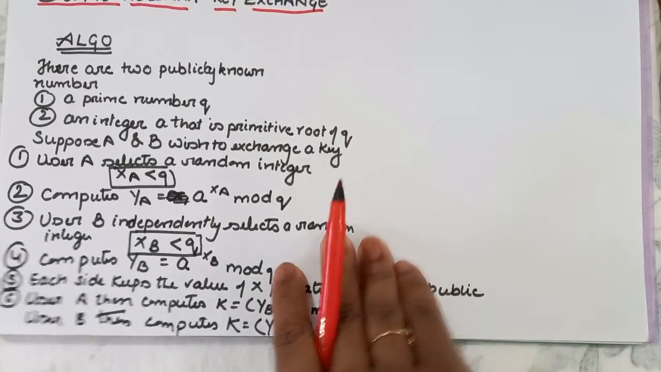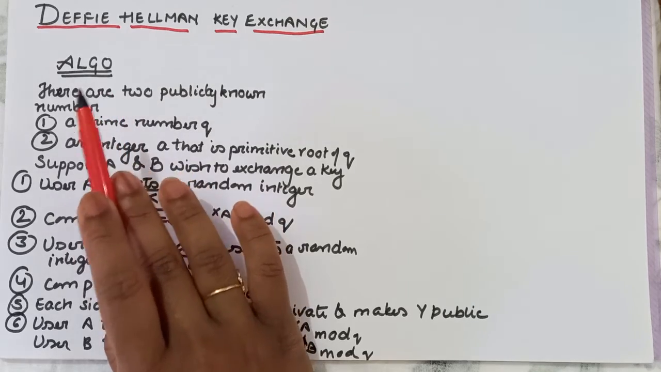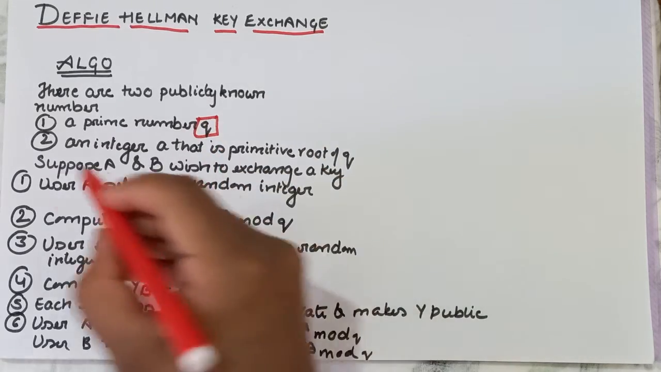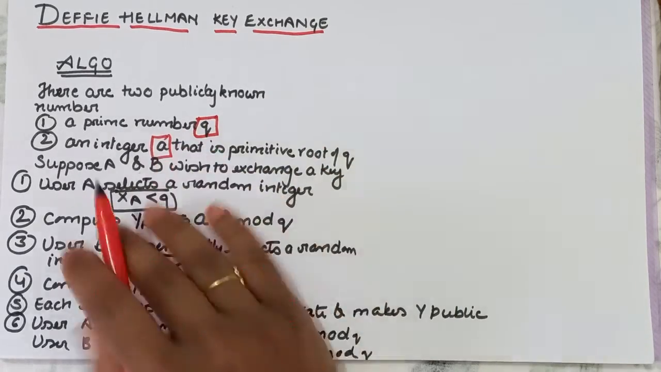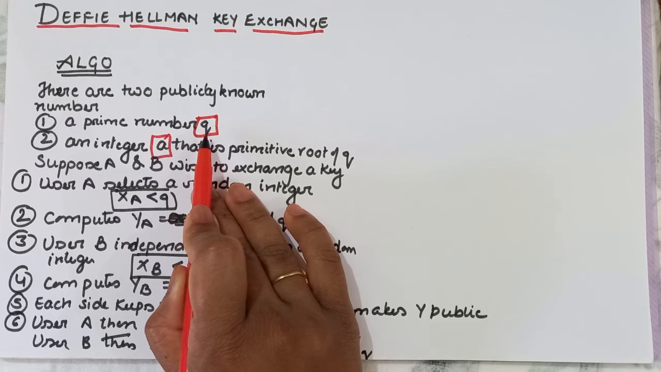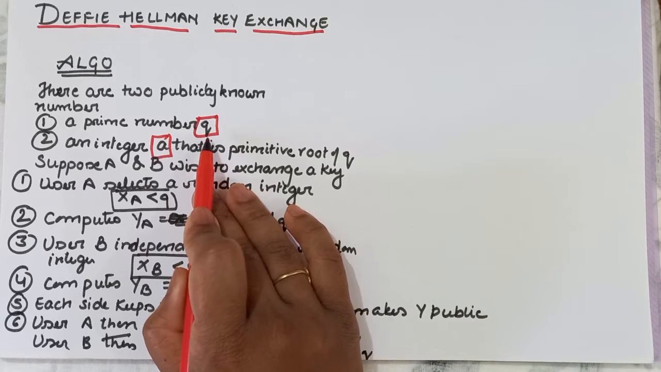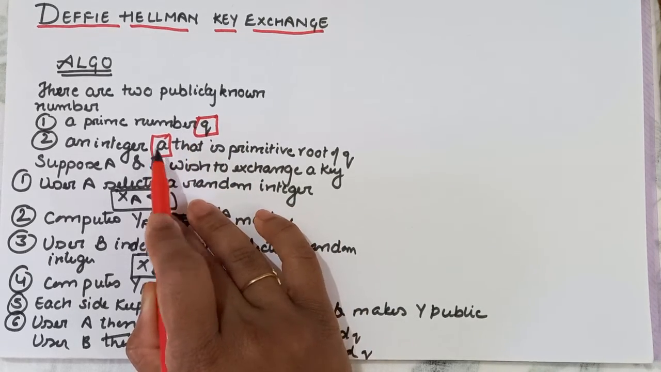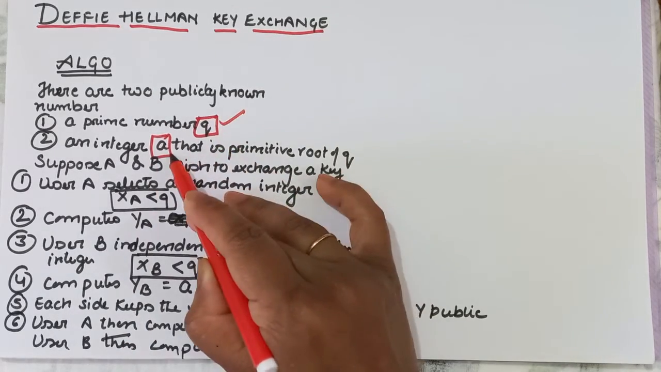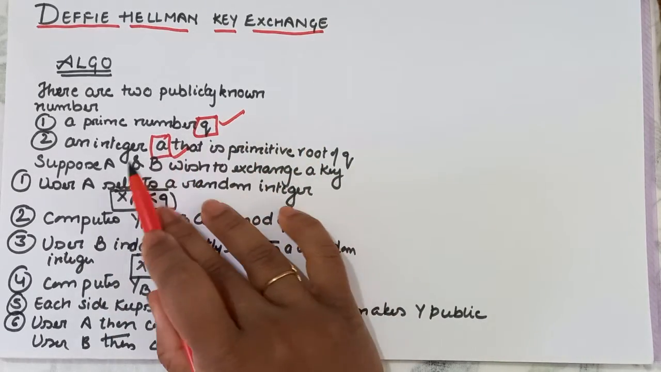Moving ahead, for Diffie-Hellman key exchange, let's start seeing what the algo is. The algo says that there are two publicly known numbers, Q and A. Here Q is a prime number and A is a primitive root of Q. We have just seen this concept in discrete log. All of us know how to calculate the primitive root of Q. Both these values are publicly known numbers. They are not secret to anybody.